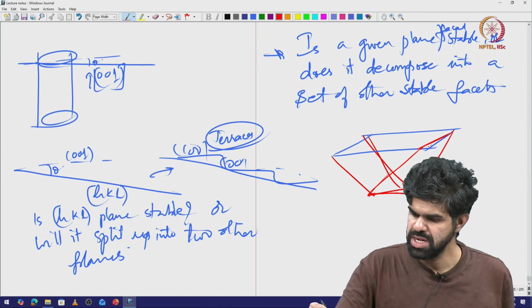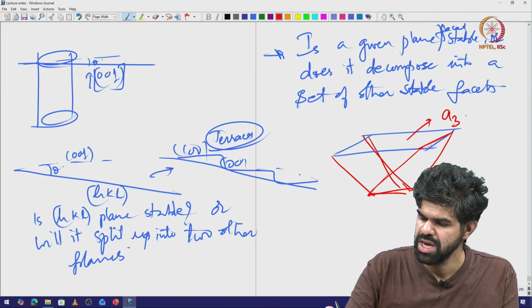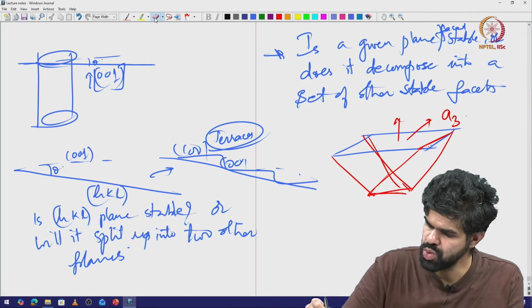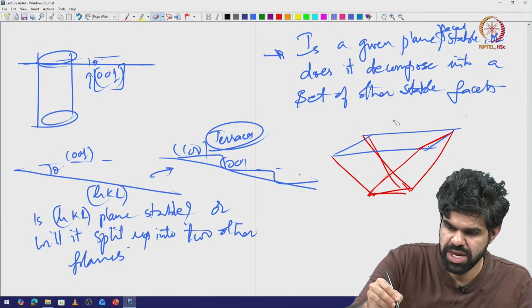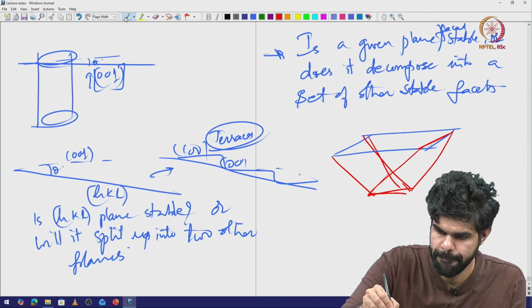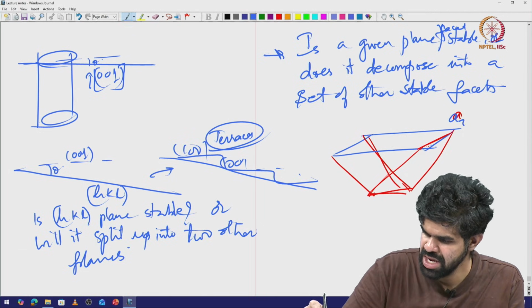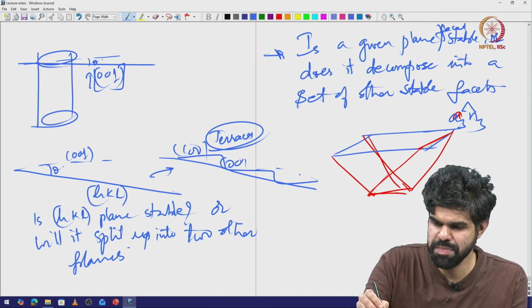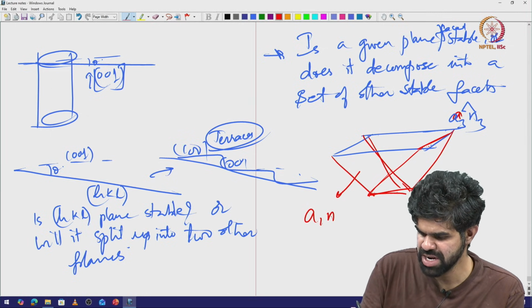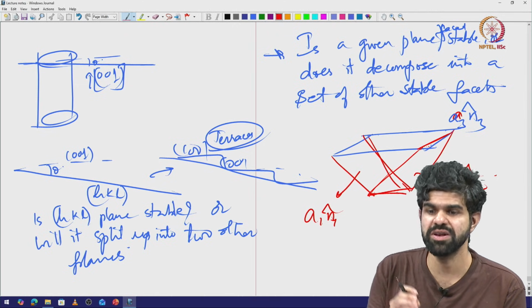So, this is a plane, and this plane has an area A3 and a normal vector N3. That plane is in blue, so I am just going to write it in blue. That is the blue plane, and the red planes have area A1 with normal vector N1 and area A2 with normal vector N2.